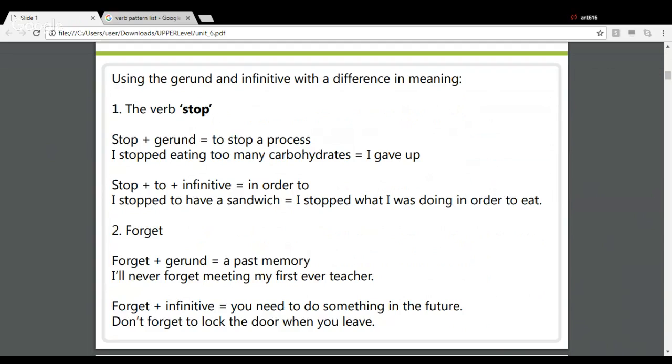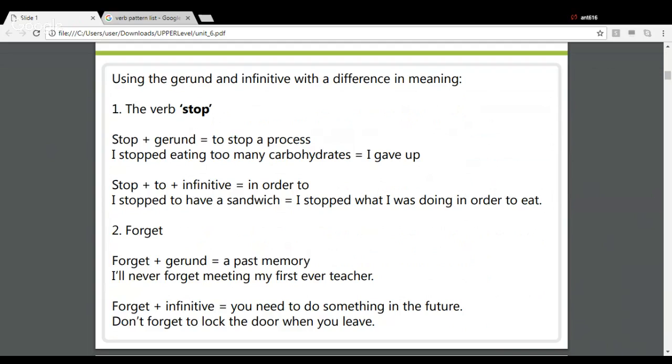All right, so take a look at that again. I know you were reading, and sometimes we don't always understand everything when we're reading. I gave up. I stopped what I was doing. Do you have any questions? I stopped to have some. So I stopped having a sandwich also means I stopped eating a sandwich. It means that you were eating a sandwich and then you said, well, wait.